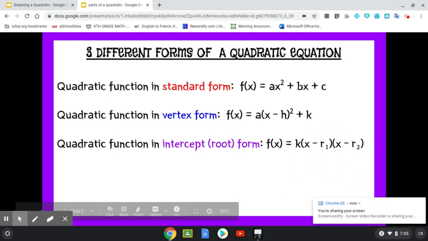All right. So first thing, let's just go over this. We looked at three different types of quadratic equations. We have standard form, vertex form, and intercept form. Now, each one of our quadratics can be written in one of those ways, and they can all come out to the same equation. It just tells you a little bit about each of the components of a quadratic function. So in vertex form, you can find your vertex, and in root form, you could find your roots.